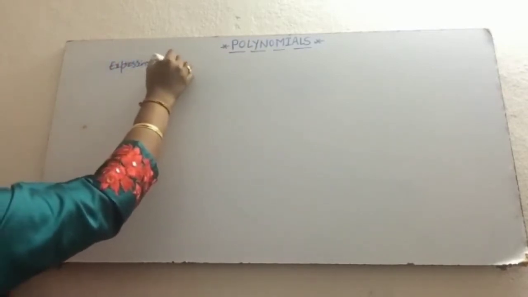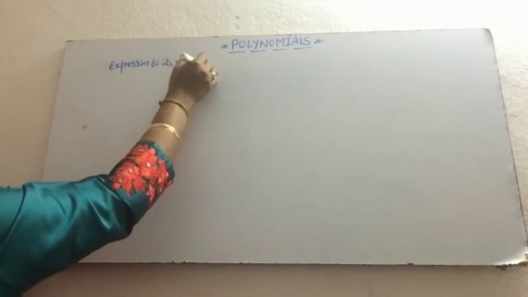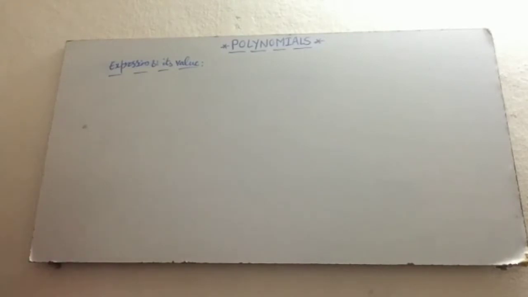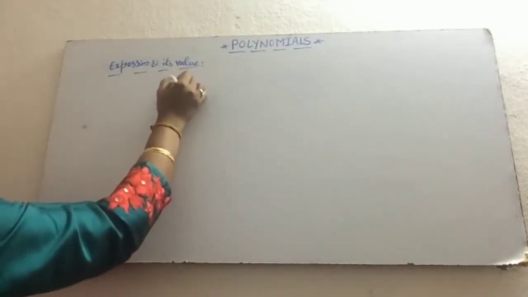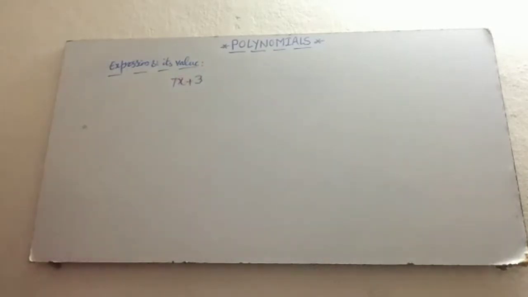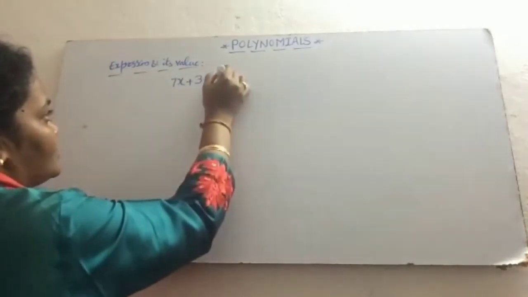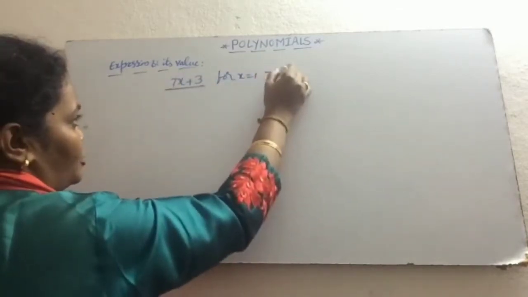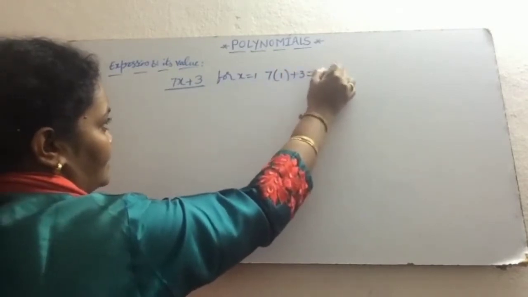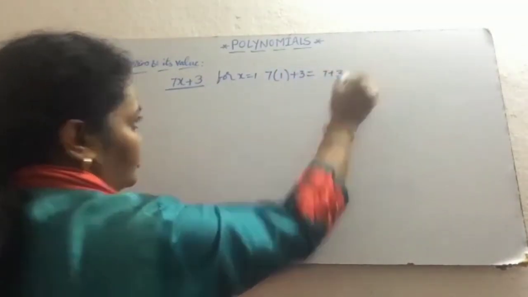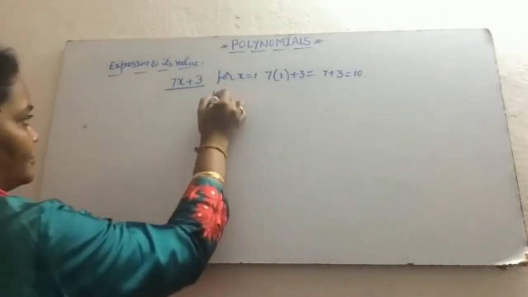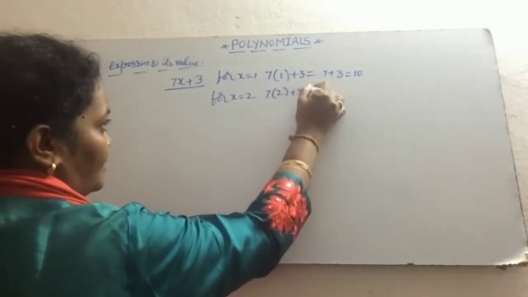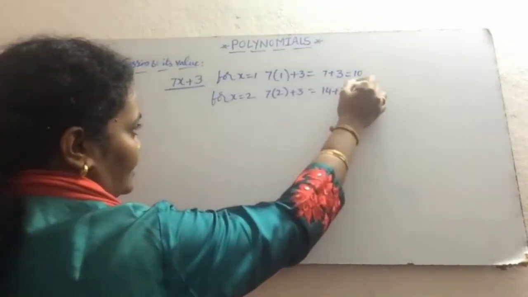Expression and its value. Suppose I will take an expression 7x plus 3. For x is equal to 1, what is the value of 7x plus 3? 7 into 1 plus 3. That means 7 plus 3, that equal to 10. And for x equal to 2, 7 into 2 plus 3. That means 14 plus 3, that equal to 17.